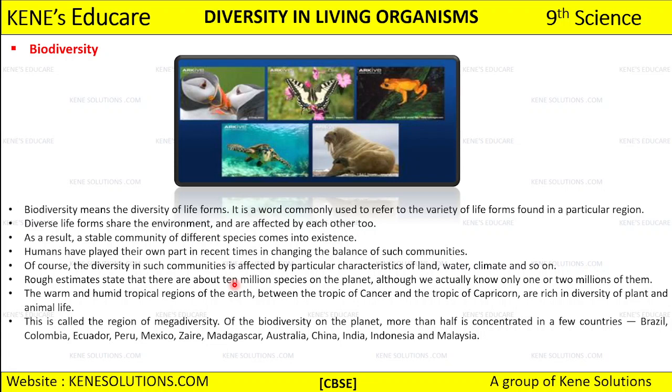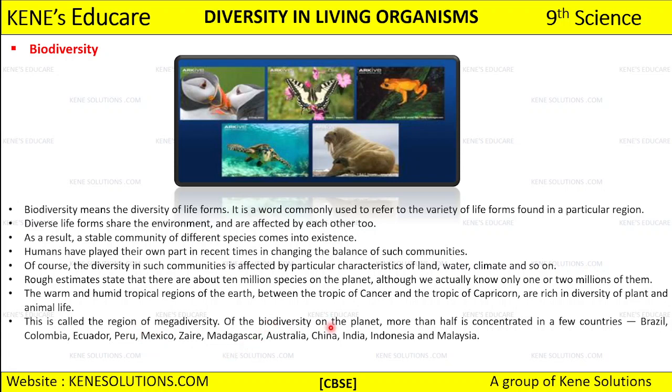Okay, what are they rich with? We have to check the diversity which exists between the plant and the animal life, and we call this region that exists between the Tropic of Cancer and the Tropic of Capricorn the region of mega diversity. Now mega means huge. Okay, because we can see in this region that there is a rich diversity of plants as well as a rich diversity of animals. That is why we call this region the region of mega diversity.